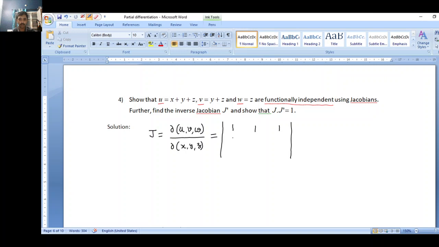And I think we all know that if you have an upper triangular matrix or lower triangular matrix or diagonal matrix, the value of the determinant is nothing but the product of the diagonal elements. So this would give you the value of J as 1. And very importantly, as you can see in the question, there is no mention about finding the Jacobian, but of course we are supposed to show that u, v, and w are functionally independent. That is where the role of the Jacobian comes. So we will now say that J is not equal to 0.